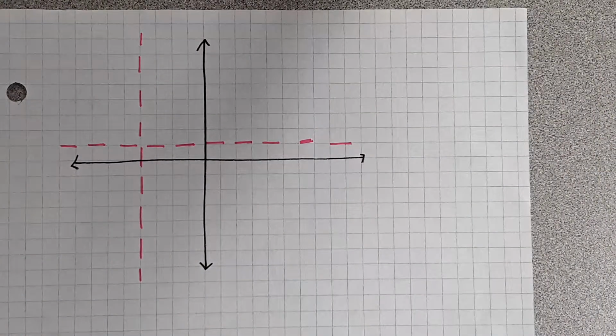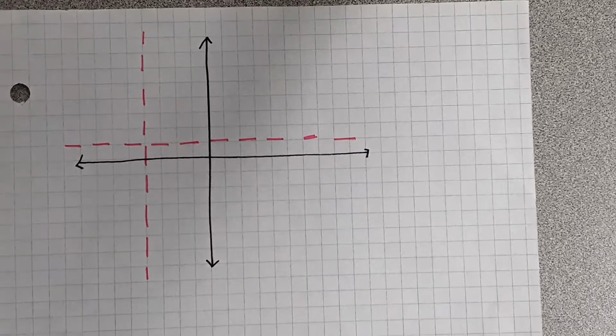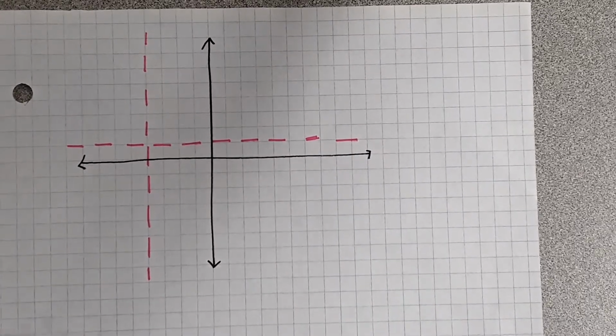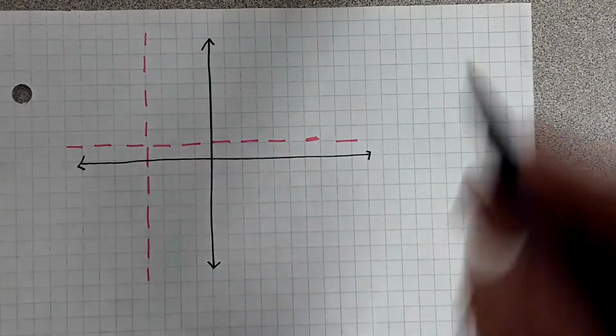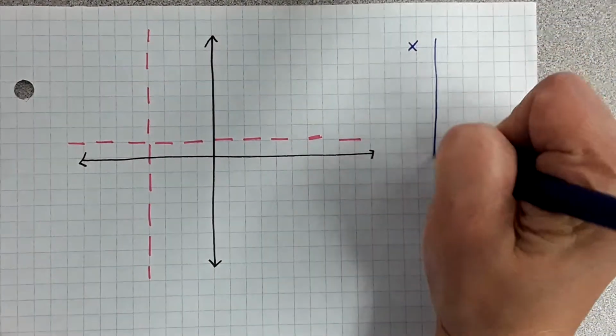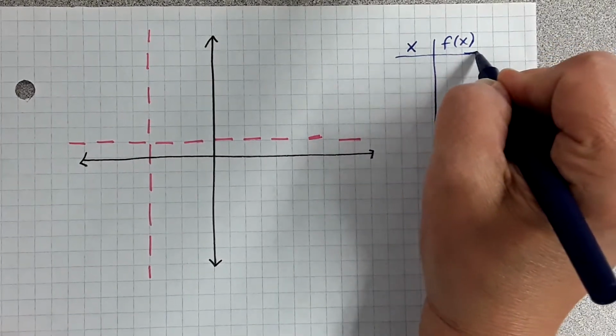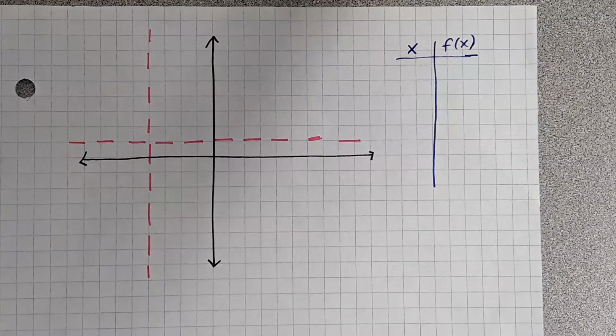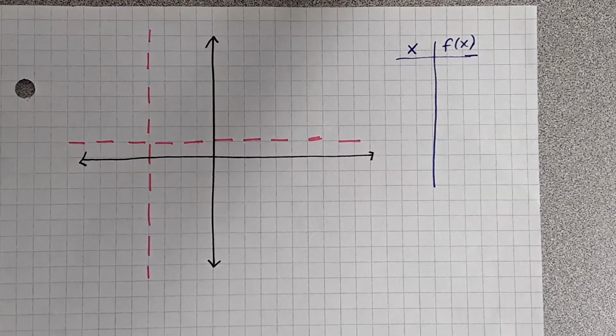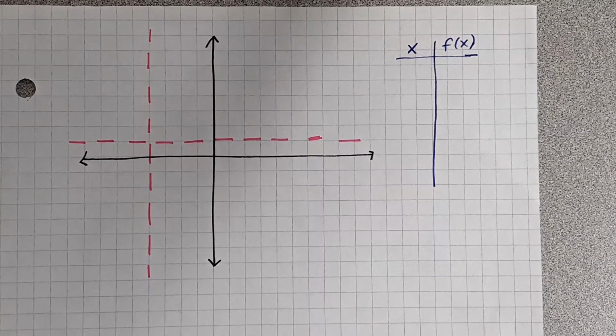You always want to pick, I like 3 points, but it doesn't really matter. But 3 points to the left of the vertical asymptote and 3 points to the right of the vertical asymptote, okay? So your vertical asymptote is this line. So we're going to have x and we're going to have f of x, because in our function, that's what they're labeled as. And our function is -2 over x plus 4, plus 1.